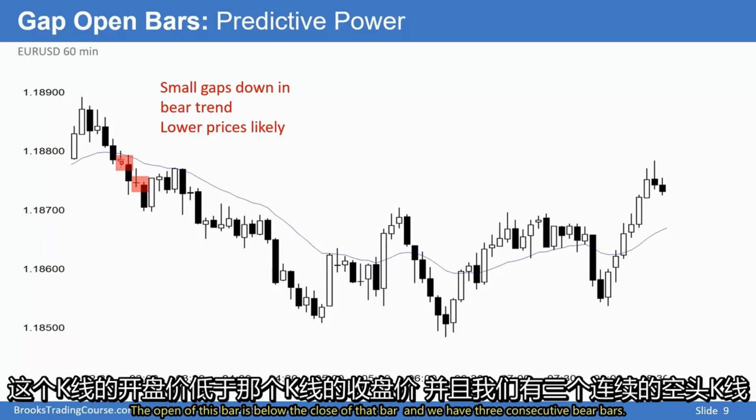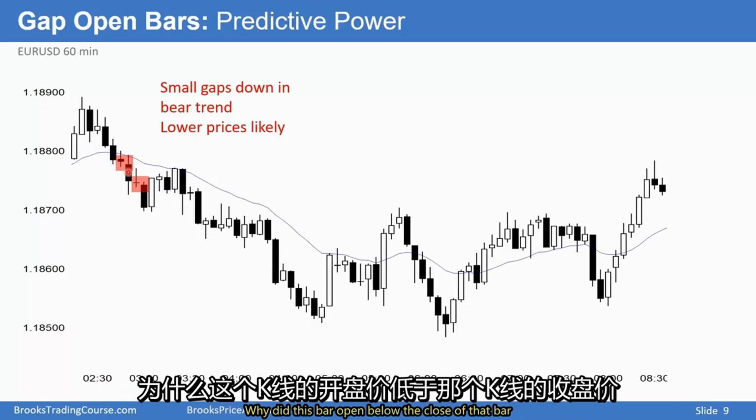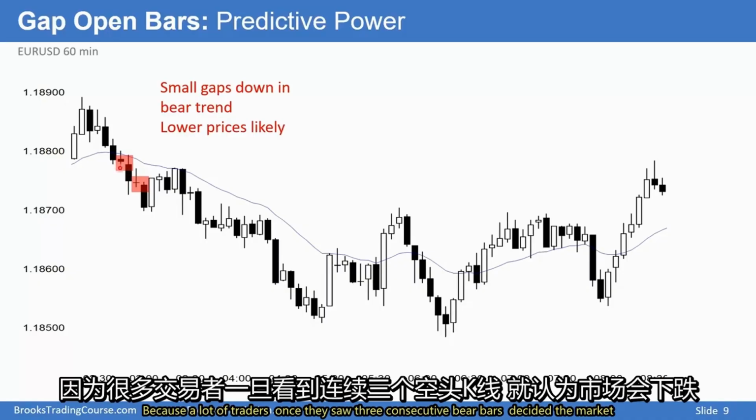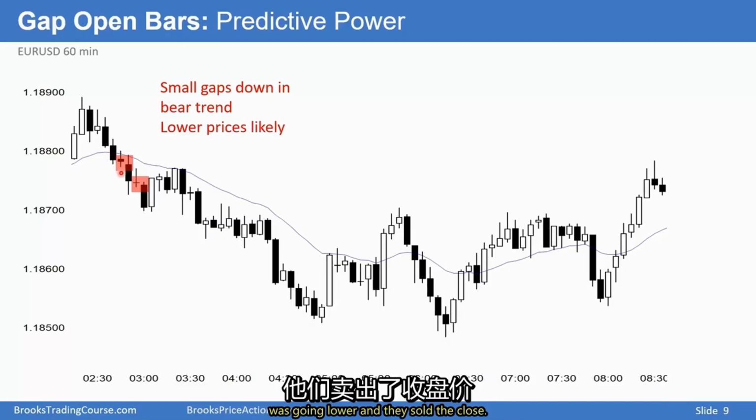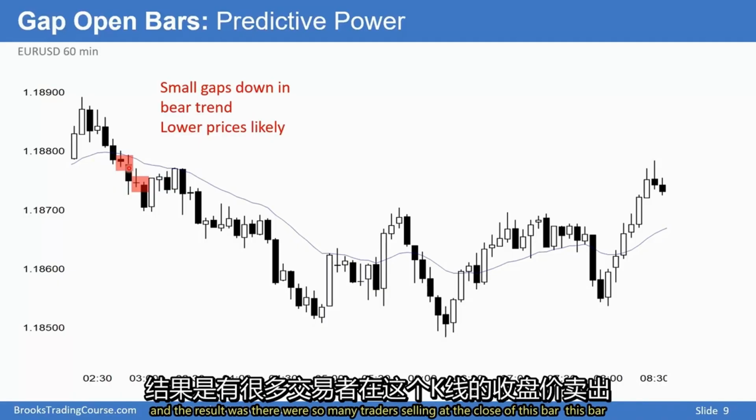We have 3 consecutive bear bars. Strong selling. What does that tell you? Why did this bar open below the close of that bar? Because a lot of traders, once they saw 3 consecutive bear bars, decided the market was going lower and they sold the close. As soon as this bear bar closed, a lot of traders hit the button to sell the market. And the result was there were so many traders selling at the close of this bar.